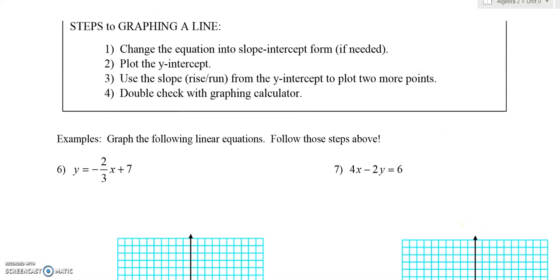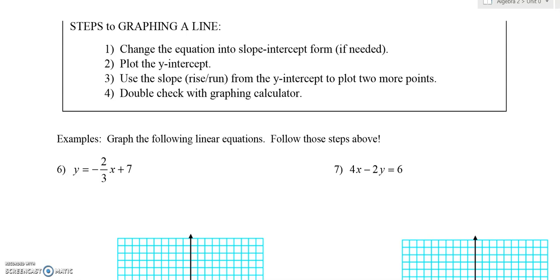On the back, steps to graphing a line. There are 4 main steps. Please follow these steps. I'm going to be talking through these steps in problems 6 and 7. If you ever need help on your homework or studying for a quiz or a test, please come back and look at these main steps. These will really, really help you out.